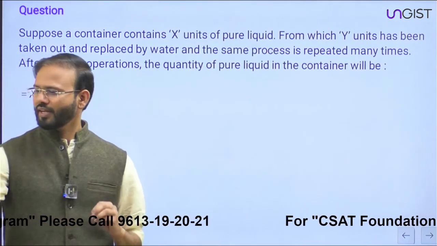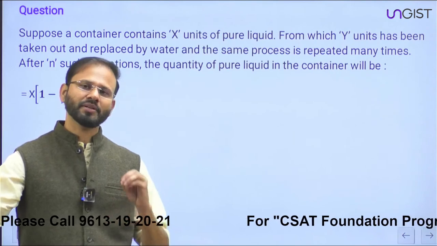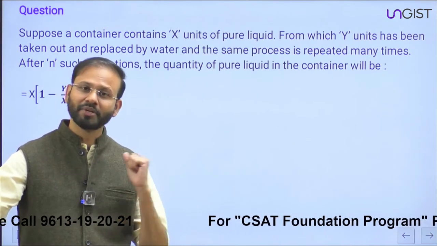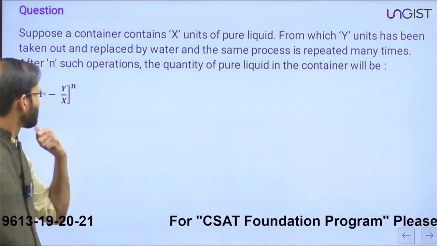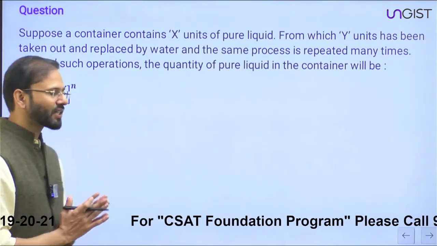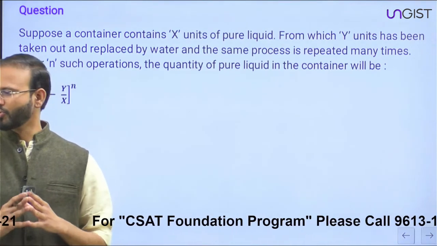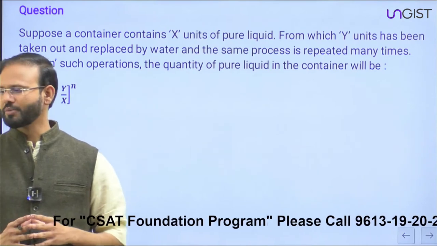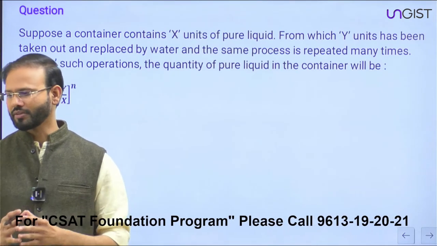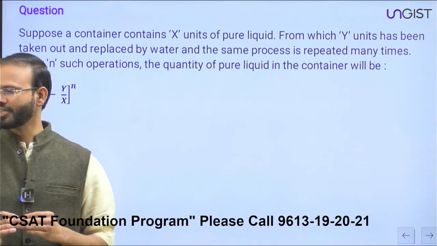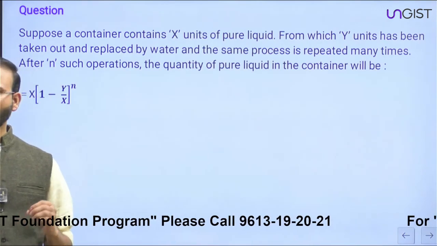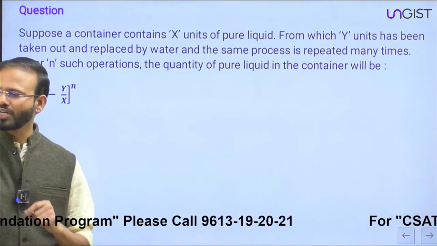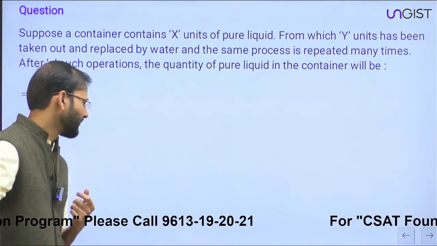This is actually a very important concept in mixtures and alligation, right? The concept says, suppose a container contains X units of pure liquid from which Y units have been taken out and replaced by water. The same operation is repeated many times. So after N such operations, the quantity of pure liquid in the container will be, right?